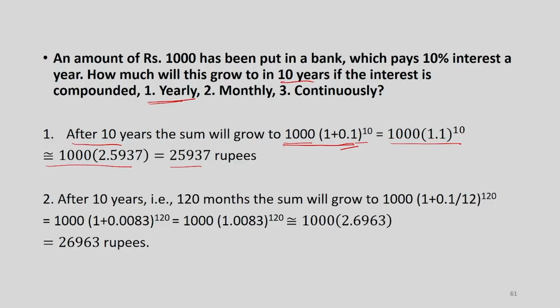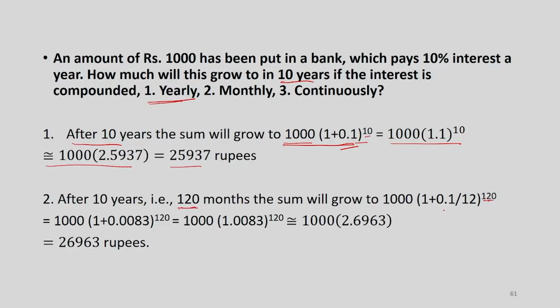In the second part, what happens? Here we are compounding it, but not annually, it is compounded monthly. In 10 years, how many months are there? There are 120 months. So T here is 120, so that is coming as the power like before.